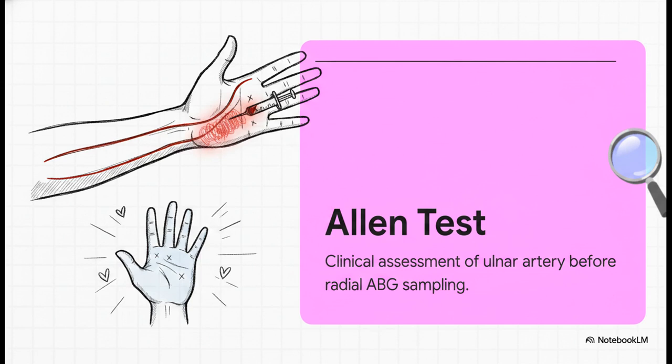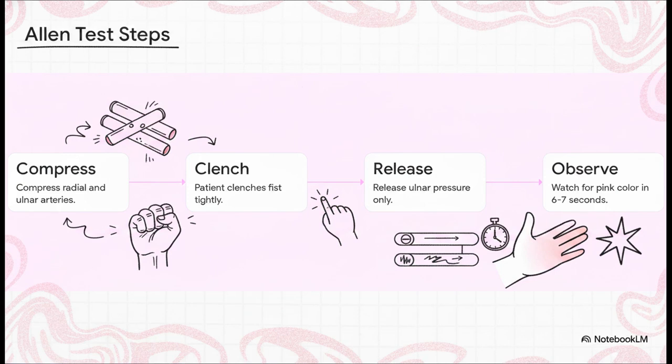But listen carefully. Before you ever touch that radial artery, you must perform the Allen test. This is a mandatory clinical assessment of the ulnar artery's patency. Why? Because if you puncture and accidentally damage the radial artery during your draw, the ulnar artery is literally the only backup blood supply left. Without checking it first, you risk the patient's hand actually dying of oxygen starvation. No joke.